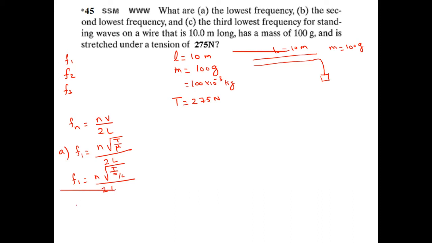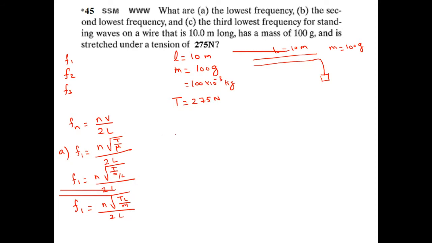If you rewrite this equation, F1 is equal to n times the square root of T times L over mass, divided by 2L. Now you can see everything you have. What is the value of n? 1. What is the value of tension? It is already given in the question: 275. Length of the string is given as 10 meter, and mass of the wire is given as 100 gram. When you substitute, you will get the answer for the first question.